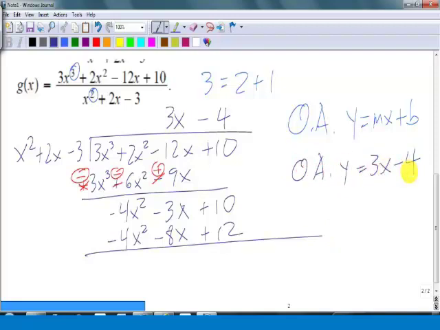I feel strangely compelled to finish the polynomial division problem, though, even though we don't technically need to. Changing the signs and adding, the minus becomes a plus, the minus becomes a plus, and the plus becomes a minus. So it's 5x minus 2. For the remainder, note the 3x minus 4 for the quotient and the 5x minus 2 for the remainder. Hopefully that's the way it appeared up here.